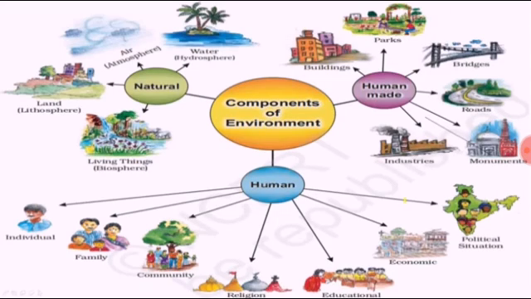Now in this diagram you can see the components of environment: natural environment, human, and human-made. So these three parts we have already seen. Natural environment includes air, land, water and living things. And human includes individuals, family, community, religion, education, economic and political system. Human-made, we have seen buildings, parks, bridges, roads, monuments and industries. All are components of environment.